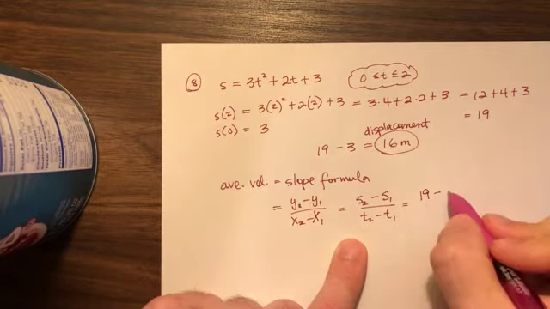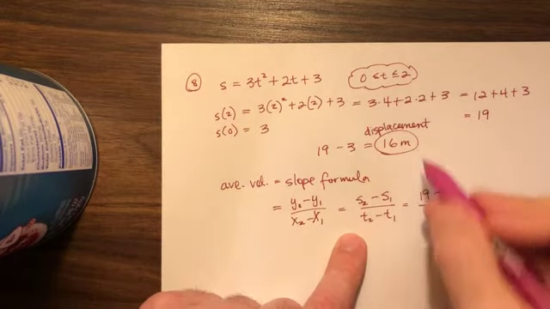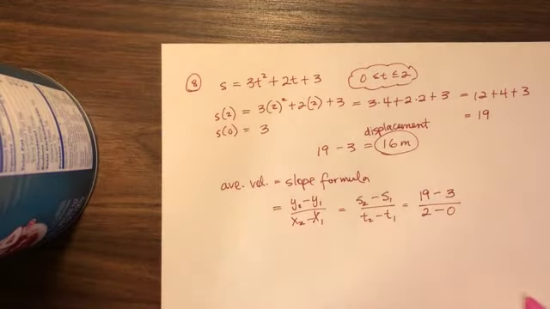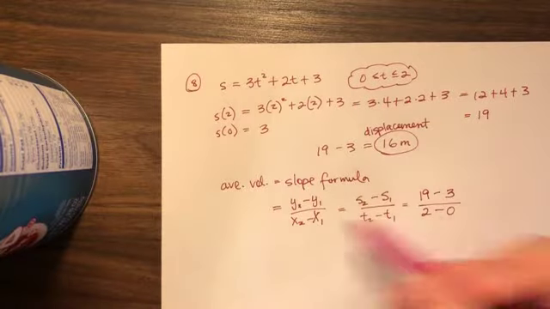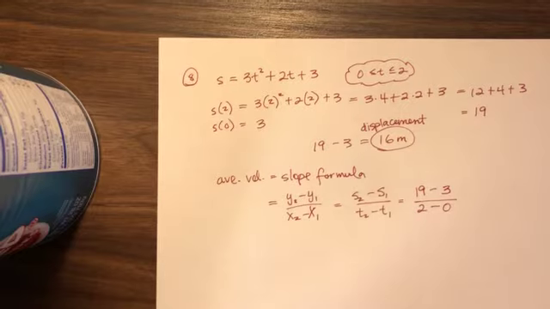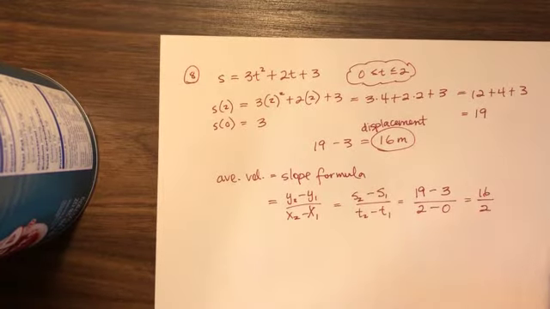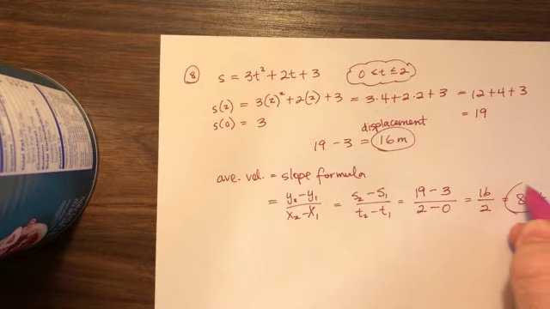S of 0 is 3. 2 minus 0 are the two times that I have. Okay? Don't let the 1 fool you. It's 0. 0 is T1, and 3 is S1. Okay, so last thing, just subtract. 19 minus 3 is 16. 2 minus 0 is 2, and that's 8. And that's meters per second if we're doing velocity.